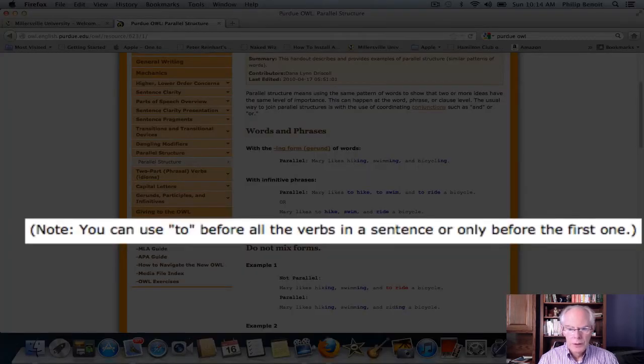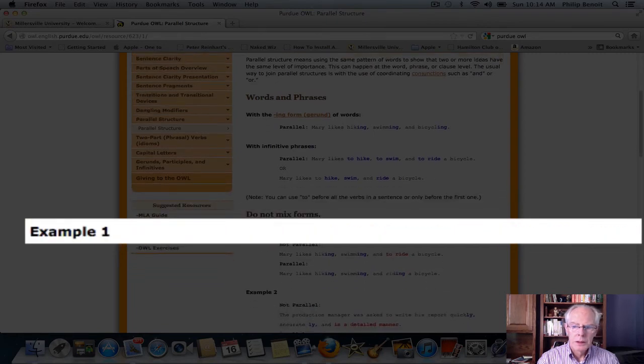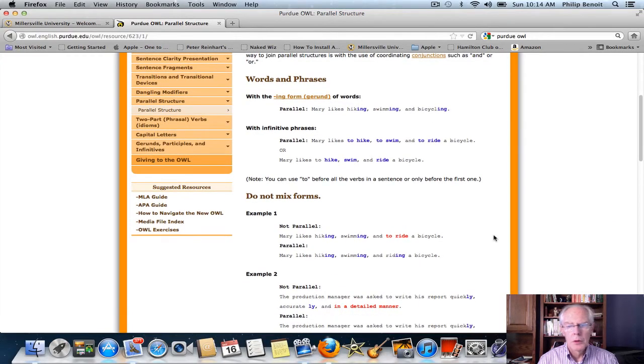Note, it says here you can use "to" before all of the verbs in a sentence, or only before the first one. That gives you a little more flexibility in how you want to phrase it. If you want to be a little more efficient, "Mary likes to hike, swim, and ride a bicycle." That gets you right through that point. If you want to belabor it a little more, "to hike, to swim, and to ride a bicycle." There's a difference in the tone of that.